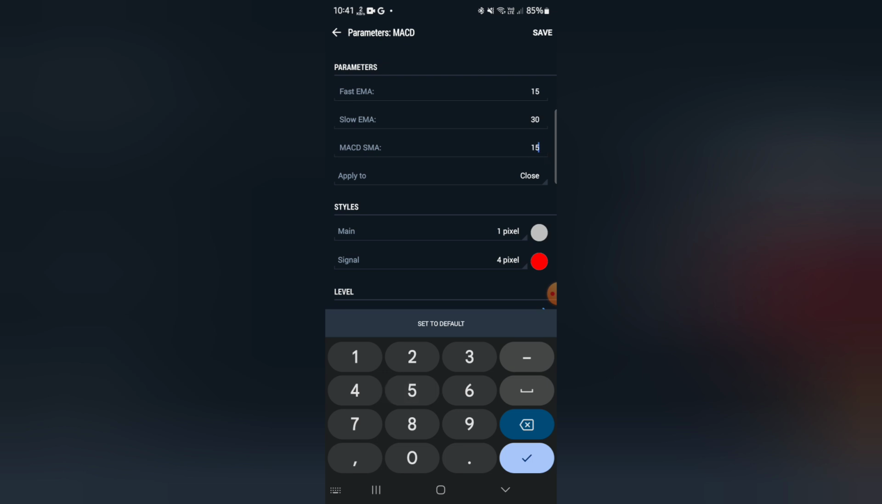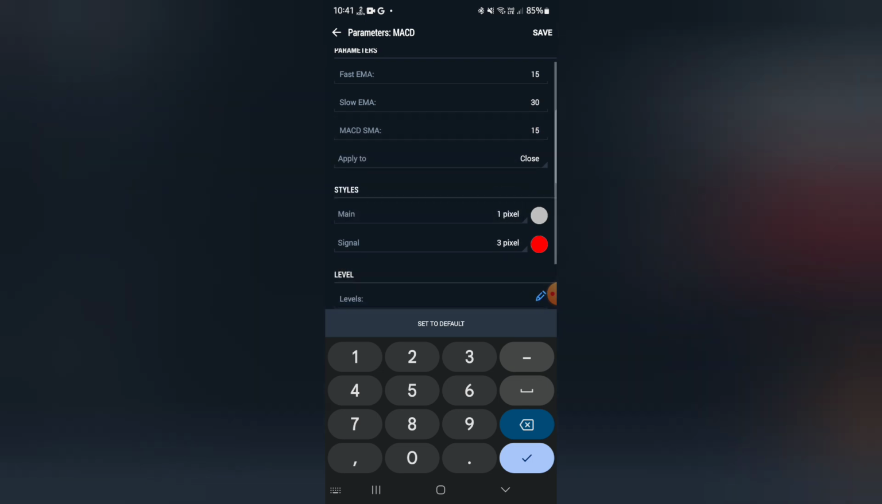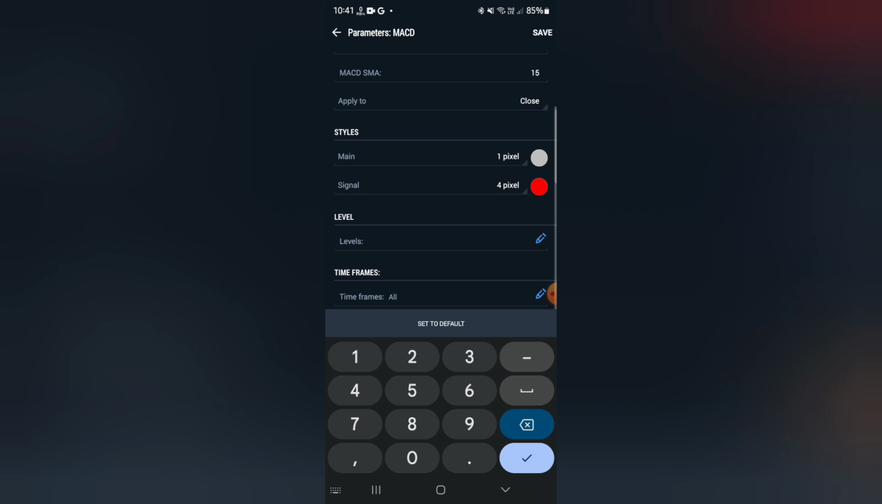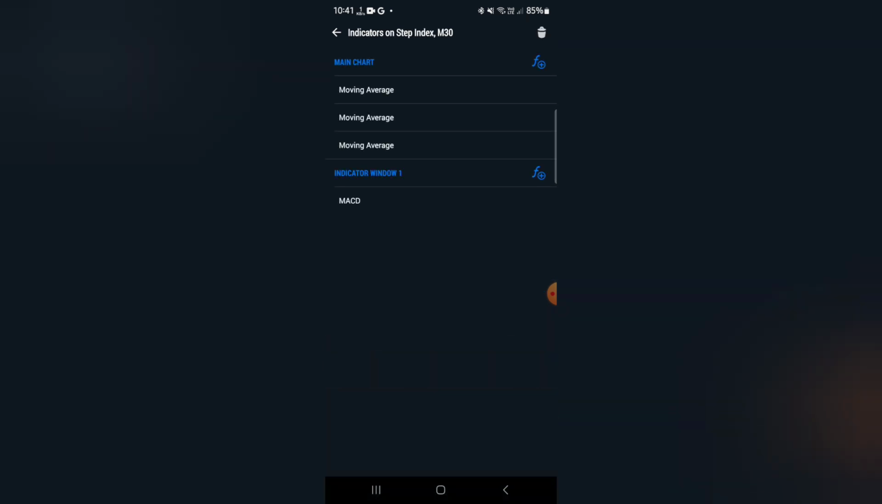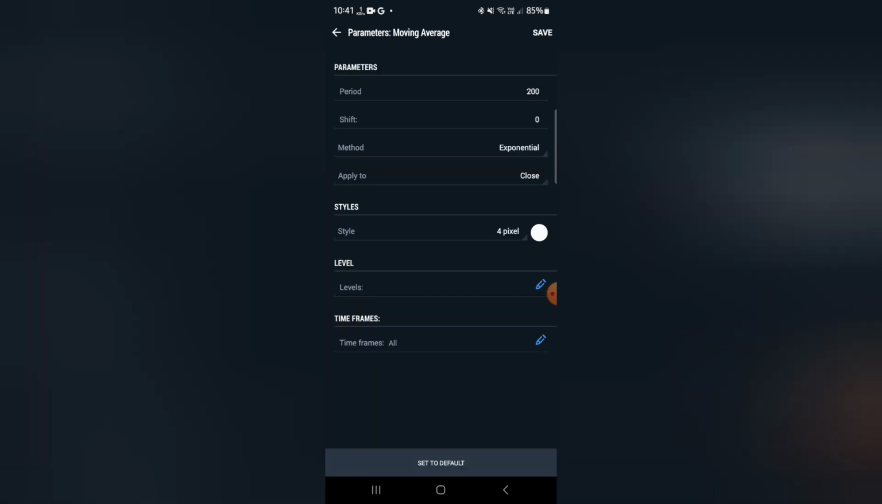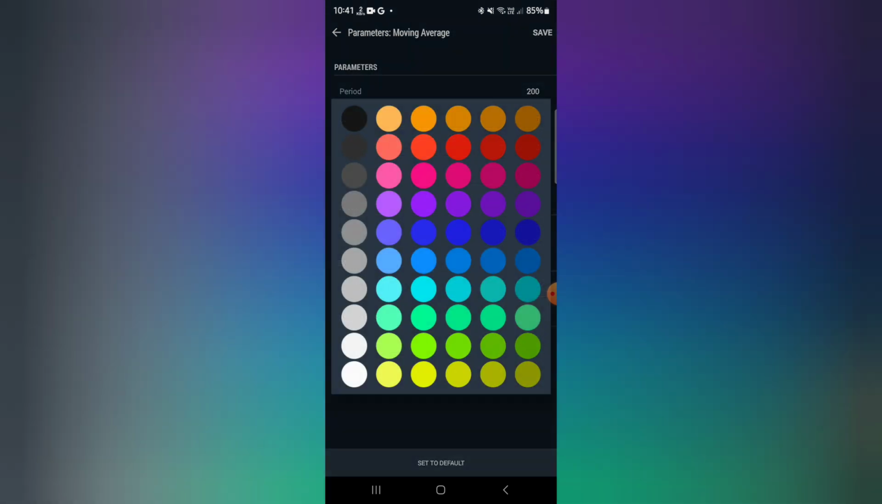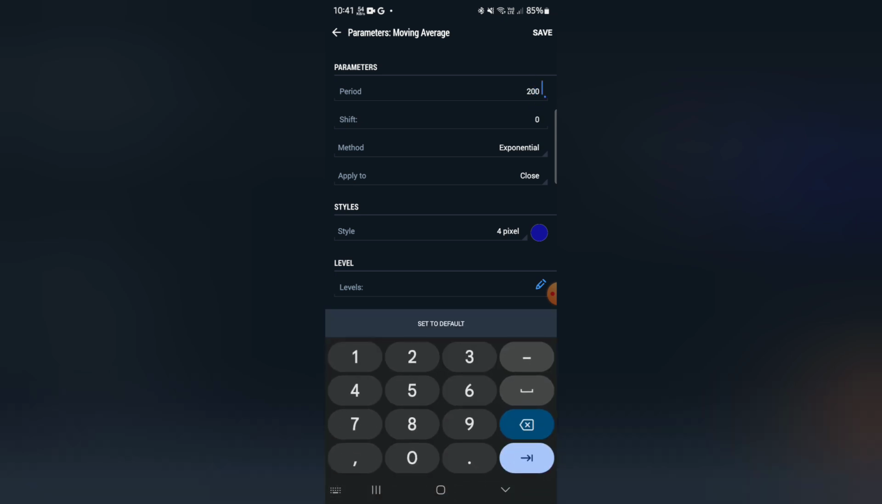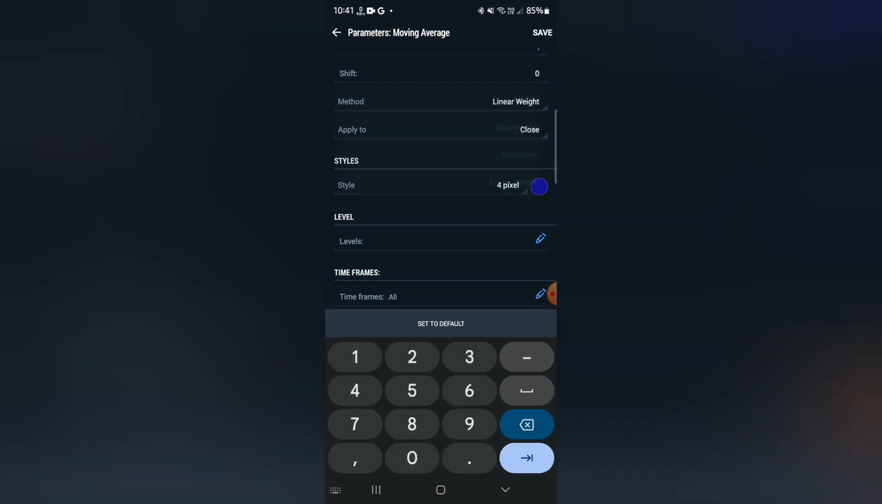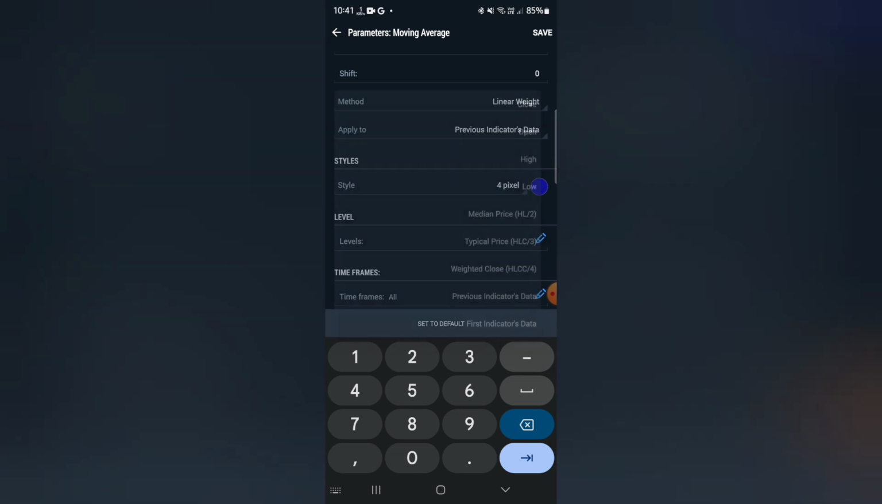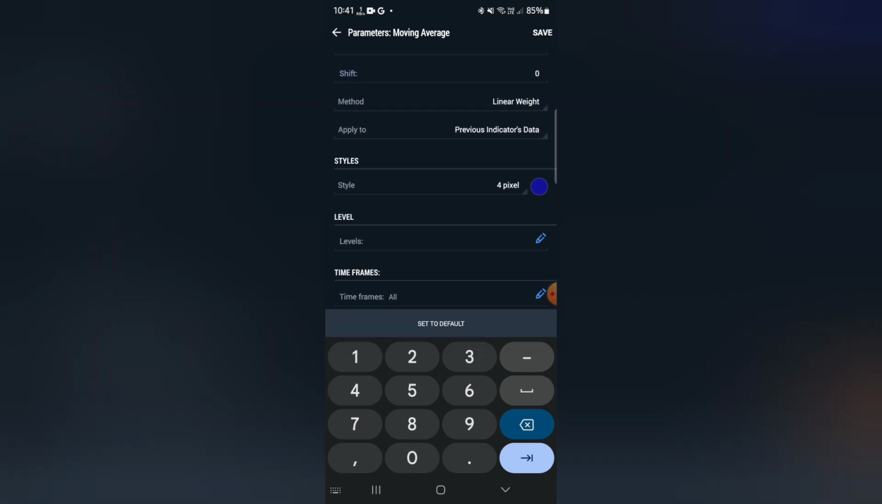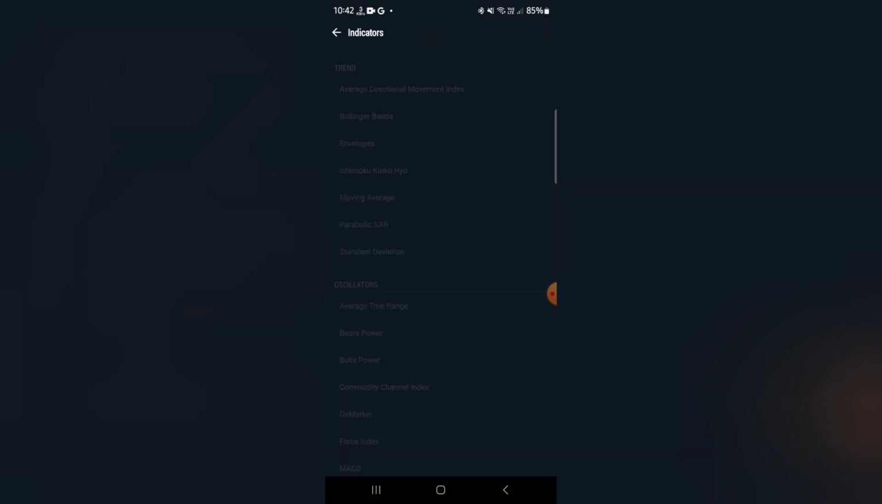So guys, please do it exactly the way it is right now. And the pixel 1 and 4, pretty much the same, and just say done. The next indicator is going to be the moving average. Change the color to blue, then change the period, this time around, to 1, linear weight. This is very crucial, guys. Make sure you don't make a mistake while putting in these settings, because it's very important that you get it exactly.